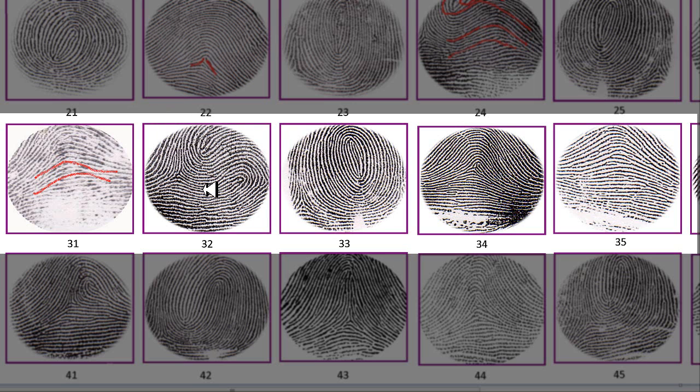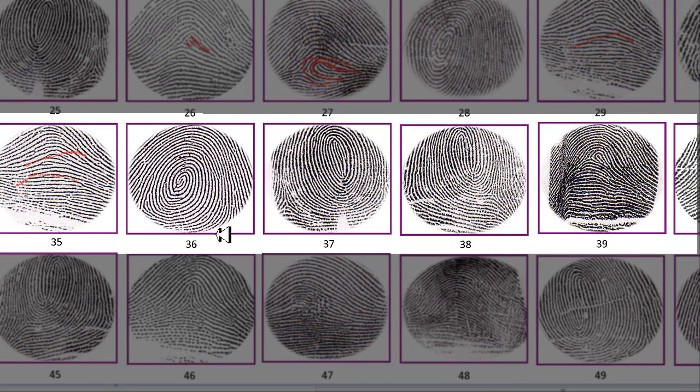This appears to be a looping ridge here. However, there's one on top also, so that can't be considered a loop, nor can it be a tented arch or an arch. Same way with 33, there's something else going on there. 34 would be our tented arch. 35, our plain arch. 36 can't be a loop pattern. 37 can't be a loop. 38. So these three prints cannot be loop patterns, nor do they look like arches or tented arches.